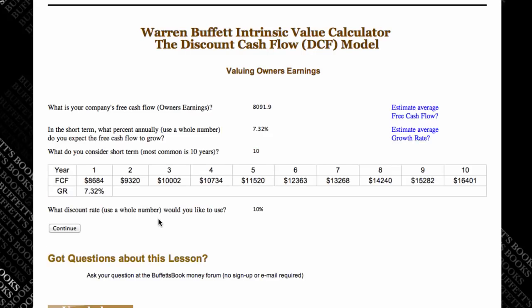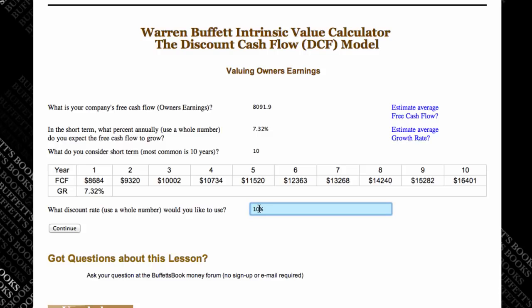So when we do that, what you see is we have a little chart that populates here onto the screen, and you can see how the owner's earnings or the free cash flow is growing by 7.32% each and every year for 10 years into the future. So in 10 years from now, we would estimate that the free cash flow would be around $16 billion, and currently it's $8 billion. Now, the next question that we have here is, what discount rate do you want to use in order to discount these future cash flows?